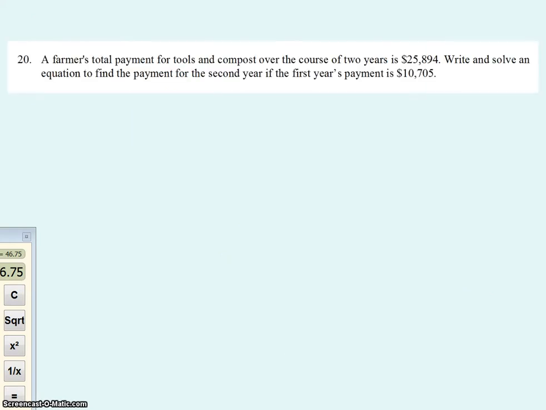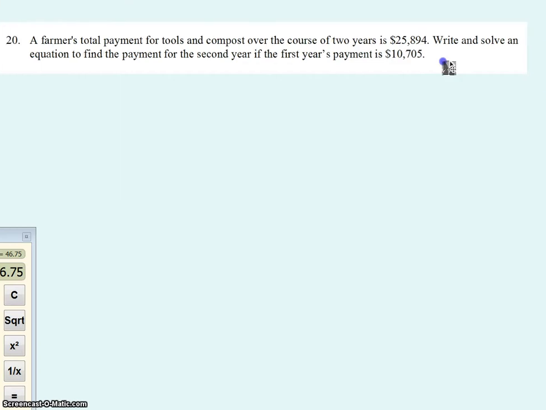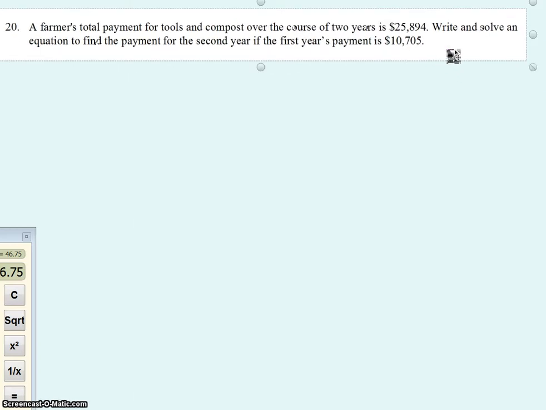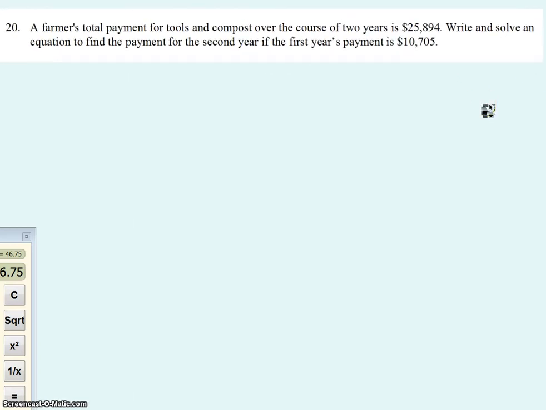Okay. And one more problem. Okay. We've got a farmer's total payment for tools and compost over the course of 2 years is $25,894. Write and solve an equation to find the payment for the second year. If the first year's payment is $10,705, it's almost a ridiculous question. I don't know really why I need to write and solve an equation for anything.